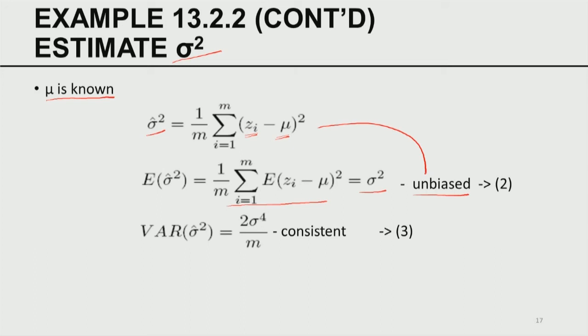I'm not going to prove this. One can also compute the variance of this sigma square. It can be shown that the variance is 2 times sigma to the power 4 by m. As m goes to infinity, this variance of the estimate goes to 0, that is consistent.